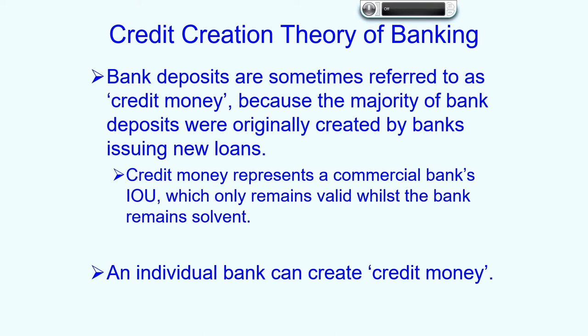those bank deposits are basically an IOU from the commercial bank to the economy that they will pay this money that has been created. So these bank deposits are sometimes referred to as credit money, because the majority of bank deposits were originally created by banks issuing new loans. And the money only exists whilst the bank remains solvent, able to fulfil the IOU. If a bank fails and becomes insolvent, then money is lost from the economy. So the bank's ability to create deposits means that individual banks can create credit money, according to the credit creation theory of banking.